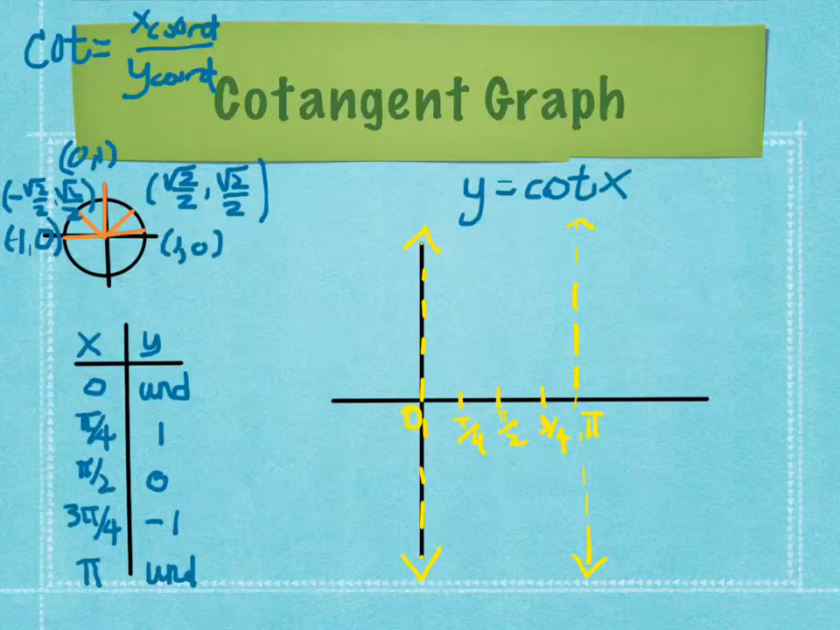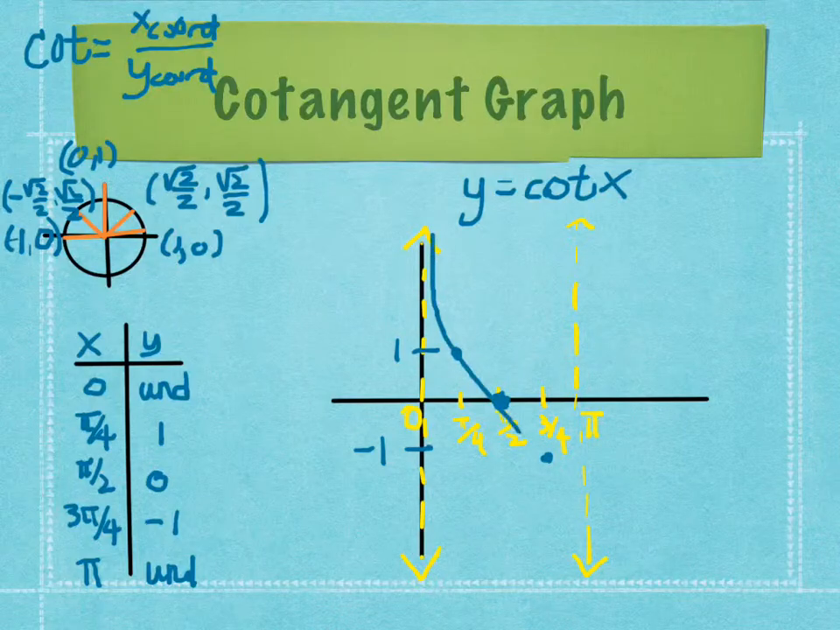Now my x-intercept was at pi halves, because at pi halves I'm at 0. And I have values of 1 and negative 1. At pi fourths I'm at 1. At 3 pi fourths I'm at negative 1. So my graph looks something like this.